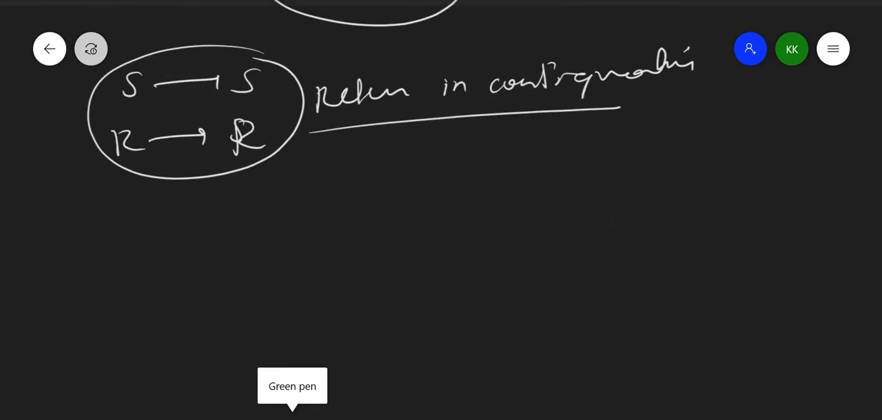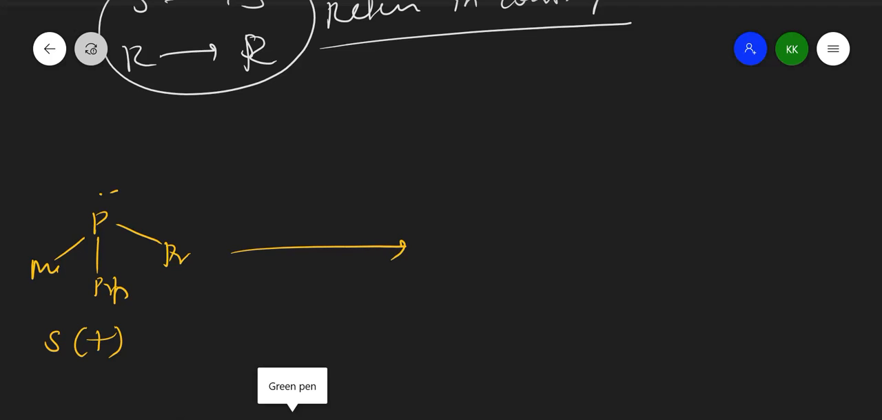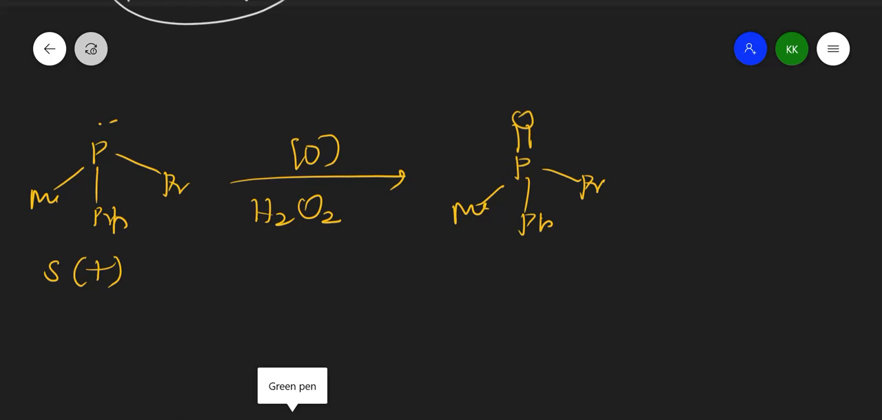So one more reaction, let me tell it. So what is this? This is phenyl methyl propyl, and lone pairs are there. It is S plus, right? So if I add some oxidizing agent like hydrogen peroxide H2O2, what happens? I will get this thing. Everything remains as it is. Phenyl will remain, propyl will remain. I will get oxide, right? So that is nothing but phosphine oxide.